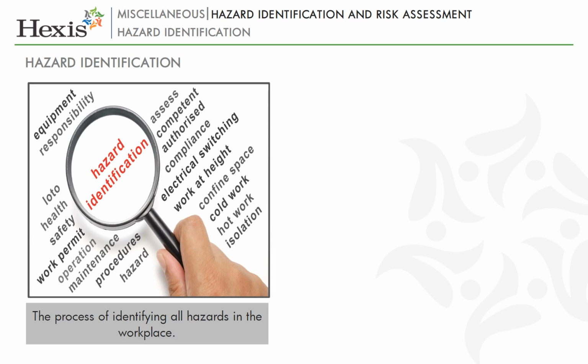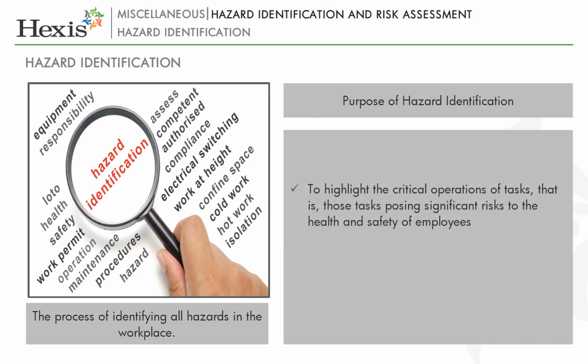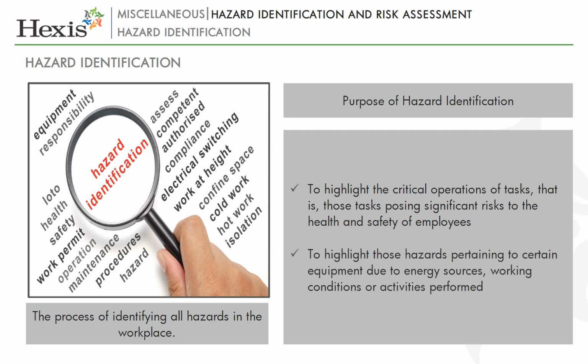Next, let us understand the process of identifying hazards. Hazard identification is the process of identifying all hazards in the workplace. The purpose of hazard identification is to highlight the critical operations of tasks, that is, those tasks posing significant risks to the health and safety of employees, as well as highlighting those hazards pertaining to certain equipment due to energy sources, working conditions, or activities performed.